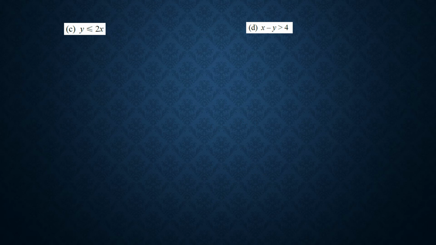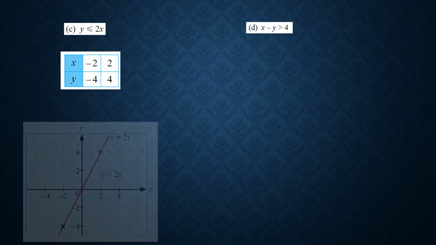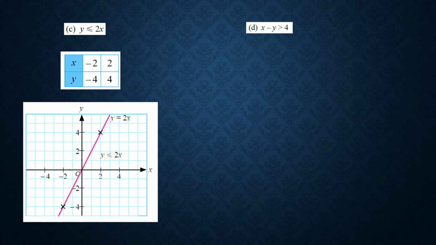Then for part C, y less than or equal to x. Okay, same thing. You find two points, two coordinates. Here (-2, -4) and (2, 4). Then you draw the straight line. Then after that, they said less, so you shade the lower part, lah. The less part, bahagian bawah.